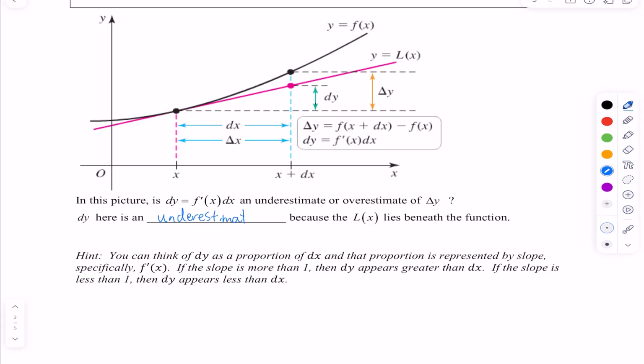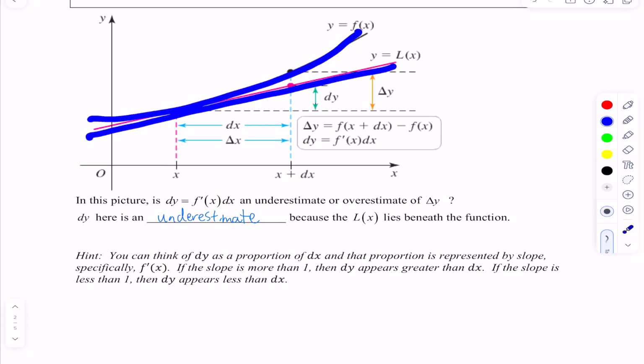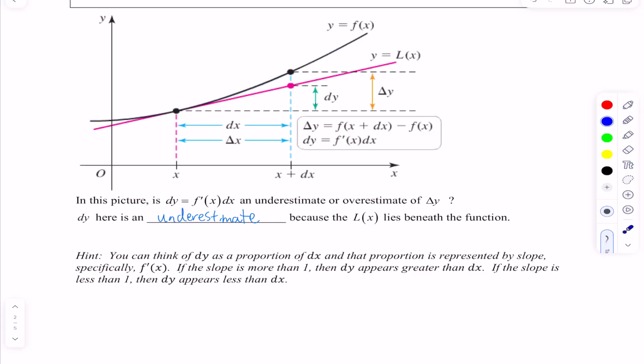Another way to see that this is an underestimate is to locate your linear approximation. Is it below the actual function or above the actual function? In this case, the linear approximation is below the actual function. That will also illustrate an underestimate.